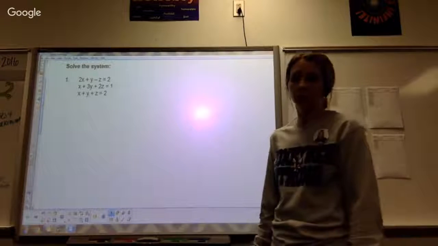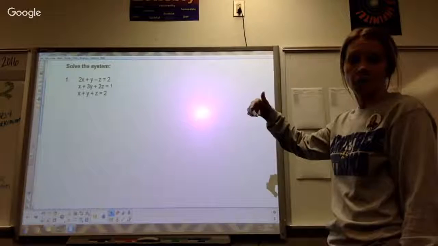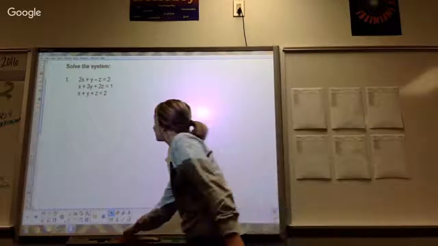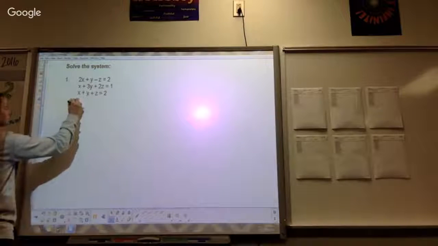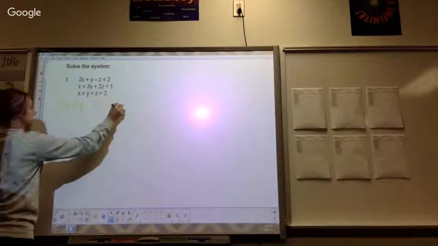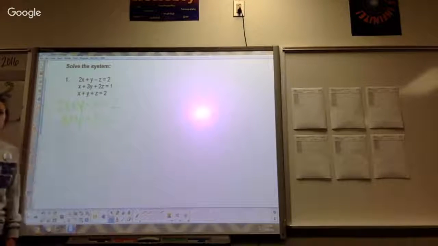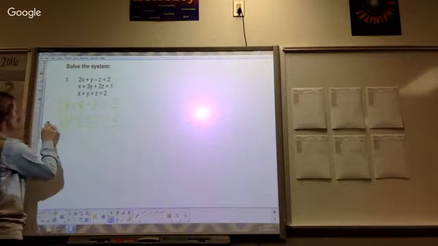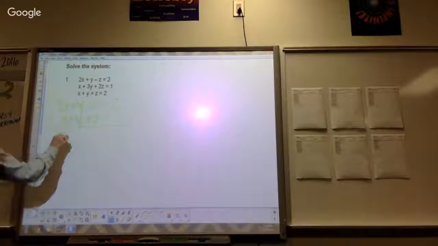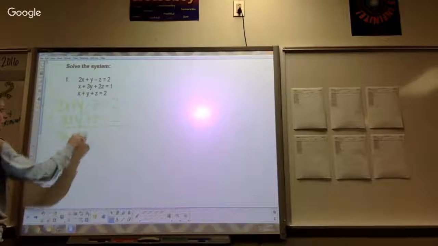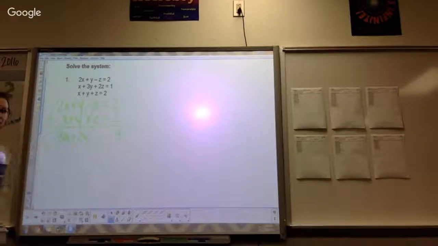Okay, so first step will be to decide which variable you would like to eliminate. It does not matter which one you eliminate. Looking at it, notice the top equation and the bottom equation, the z's automatically eliminate, so I'm going to use those two. I'm going to add the two equations together. So that would be 3x plus 2y, the z's cancel, and that equals 4.